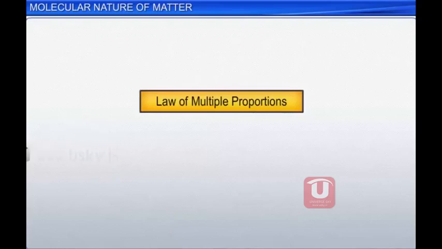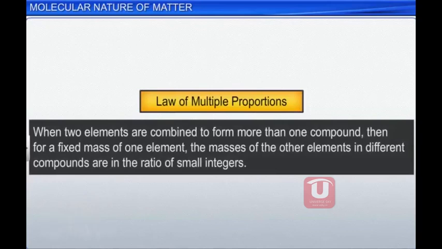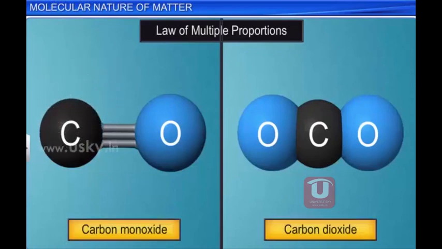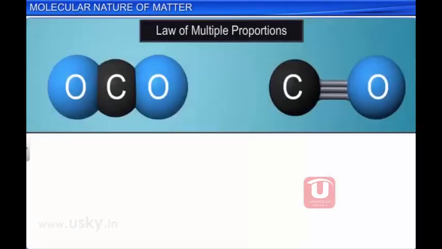The law of multiple proportions states that when two elements combine to form more than one compound, then for a fixed mass of one element, the masses of the other element in different compounds are in the ratio of small integers. For example, carbon and oxygen combine to form two compounds, carbon monoxide and carbon dioxide. If M1 is the mass of oxygen that combines with M units of carbon in carbon monoxide, and M2 is the mass of oxygen that combines with M units of carbon in carbon dioxide, then, according to the law of multiple proportions, the ratio M1 to M2 is a simple ratio of small integers.